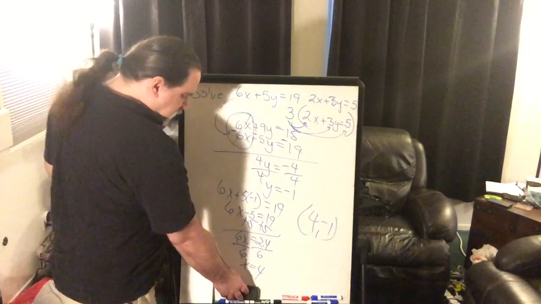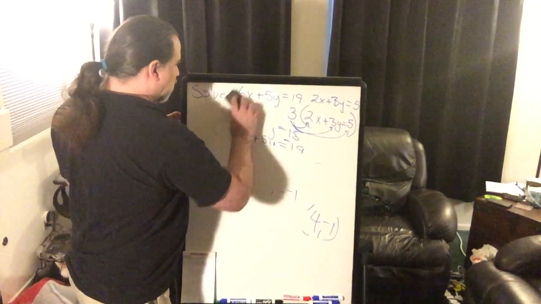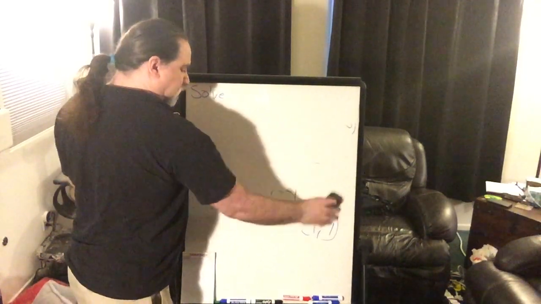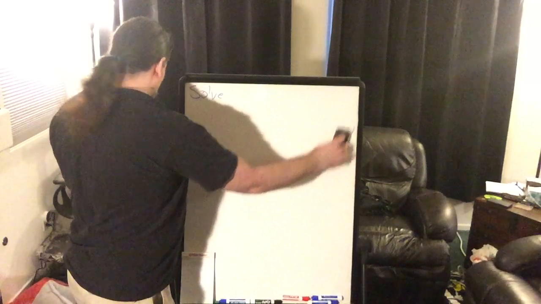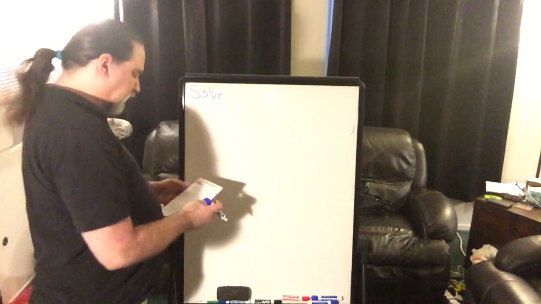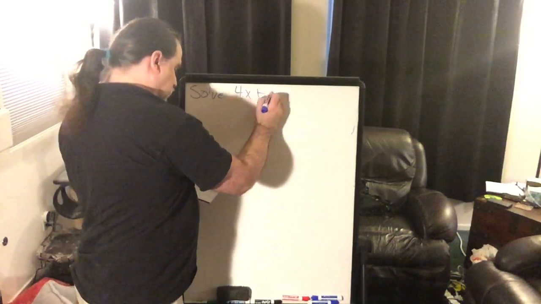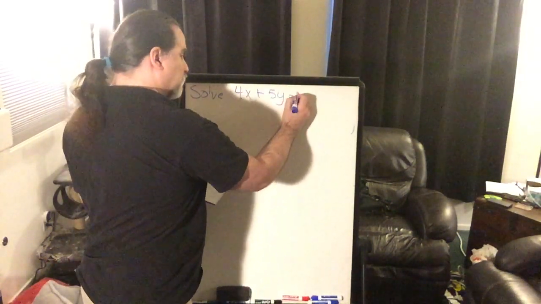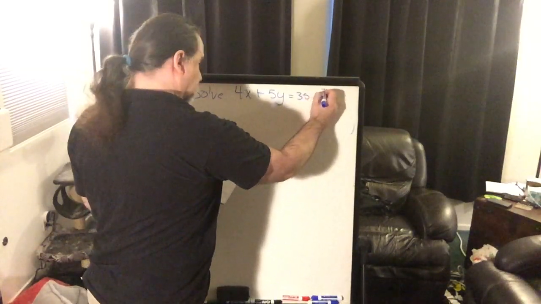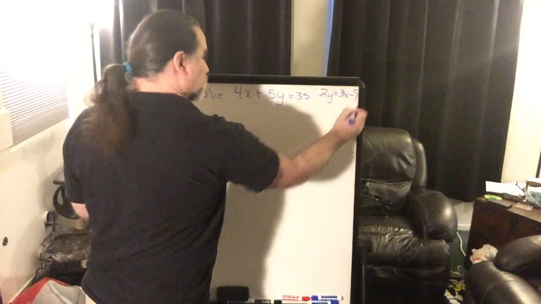Okay, so let's take a look at one more example. And again, we're just going to keep that solve. That's our only goal here. Find the solution, find that spot where the 2 lines intersect. Okay, so we have 4x plus 5y equals 35, and we have 2y equals 3x minus 9.